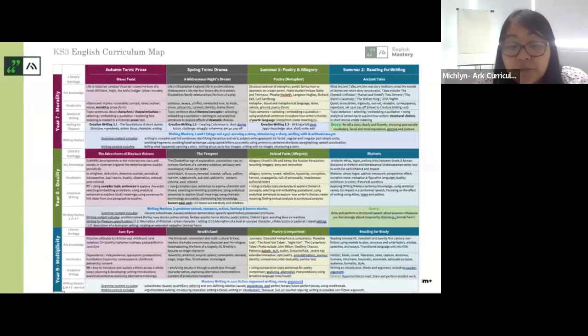This is an example of our curriculum map. So you can see, again, if you go to Art Curriculum Plus, you can download, I think, a trial, or you can look at our curriculum map. We offer three strands: a literary heritage, or literature, strand, a writing mastery, grammar strand, and also reading for pleasure.